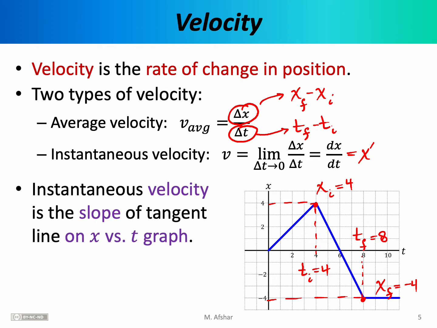You can also calculate the instantaneous velocity at a single moment in time. You might be interested in knowing what the velocity is at this point, at t equals 6 seconds. In that case, you want to look at the slope of this line at exactly 6 seconds. Hopefully you remember from your calculus class that the derivative of a function is in fact the slope of the tangent to the graph of that function.